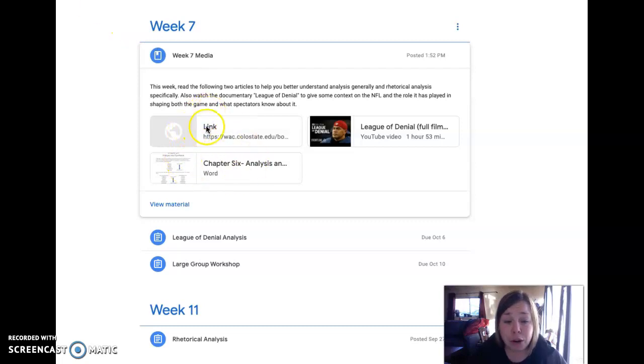The first 2 are both chapters from common online textbooks that have to do with analysis. The first one has to do with rhetorical analysis, which is the kind of essay that you'll be writing for week 11. The other chapter is about analysis and synthesis and will give you a variety of tools that you'll use in the process of writing this essay.